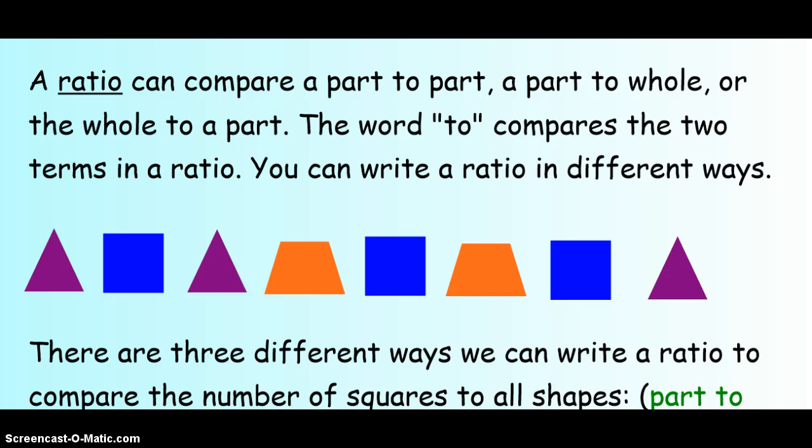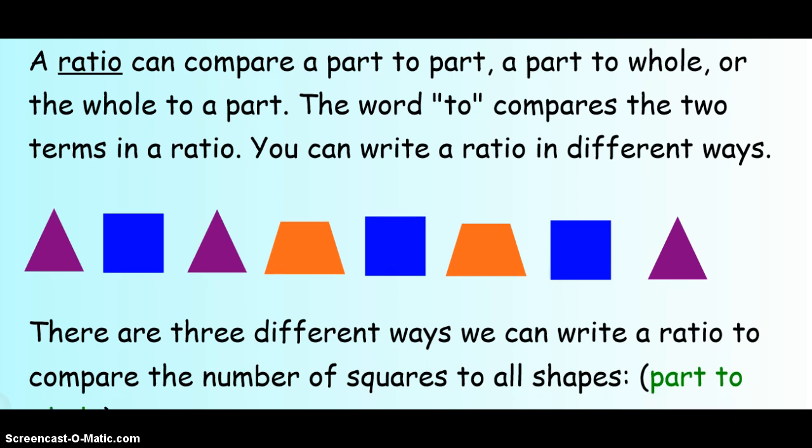A ratio compares two things. It can either compare a part to a part, a part to a whole, or a whole to a part. The word "to" compares the two terms in a ratio. You can write a ratio in three different ways, and we're going to talk about those three different ways now.